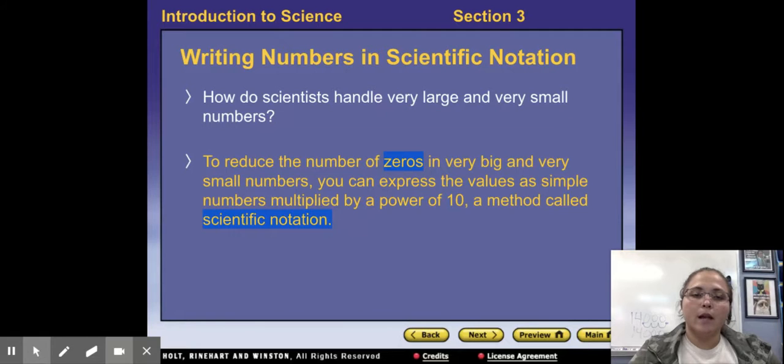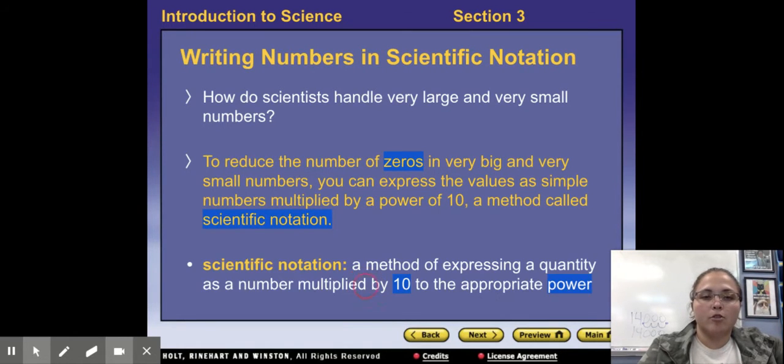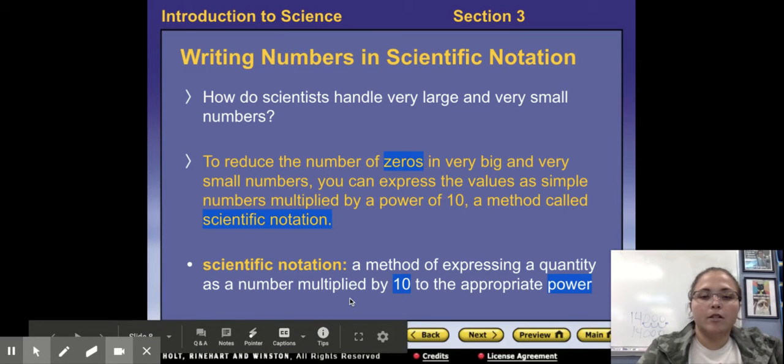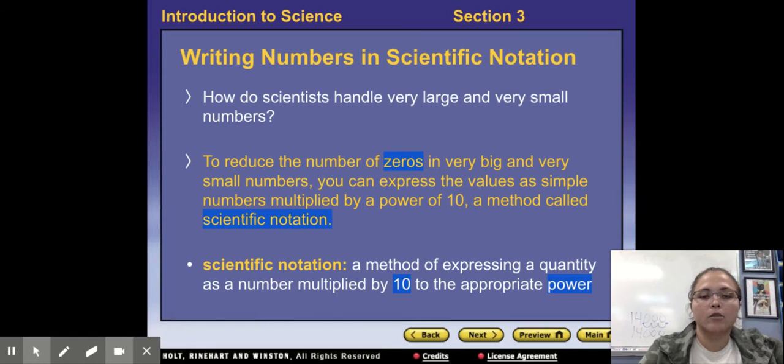Another way we organize data is by writing numbers in scientific notation. And this is useful because it reduces the number of zeros in very big and very small numbers. Now, when I'm talking about a small number, I'm not really talking about negatives. I'm talking about small decimals. You can express the values as simple numbers multiplied by a power of 10 in a method called scientific notation. Scientific notation is a method of expressing a quantity as a number multiplied by 10 to the appropriate power.